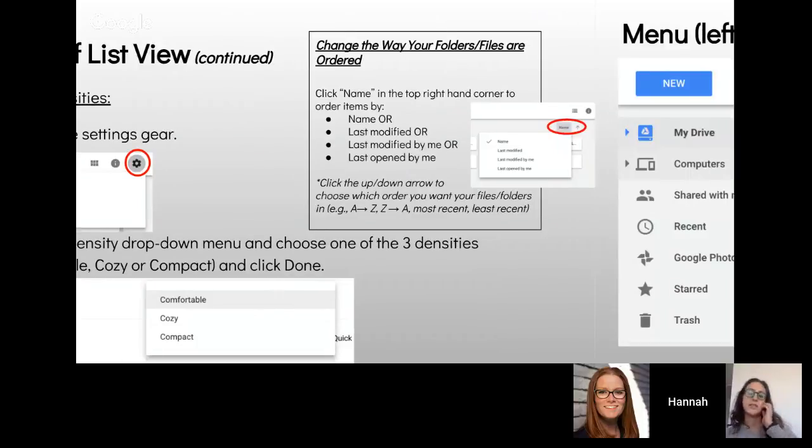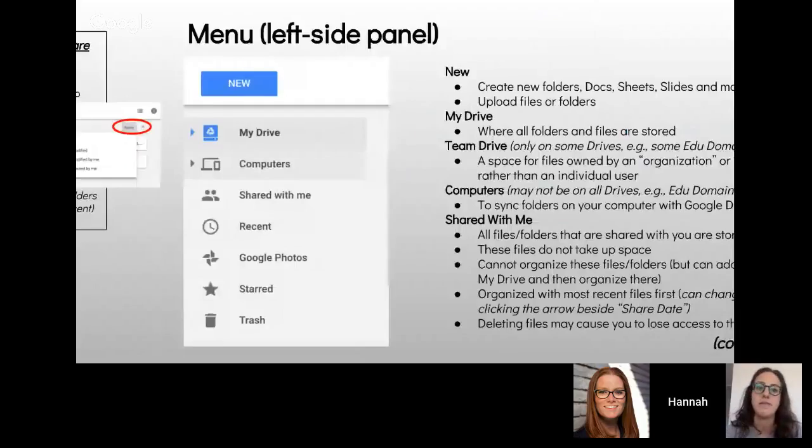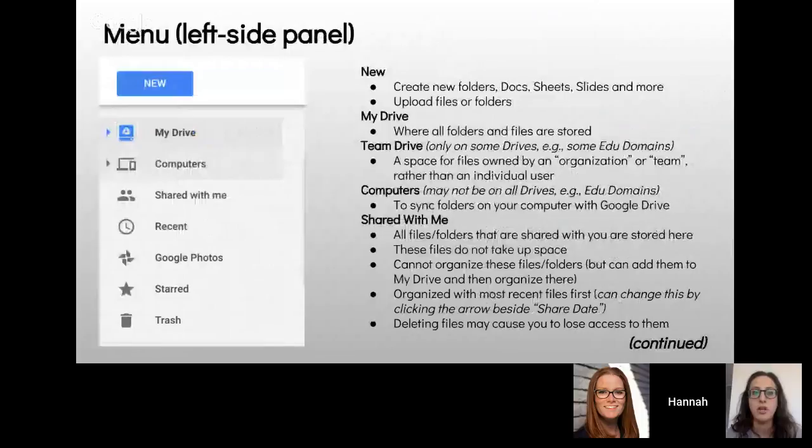All right, so this is the main menu of Drive. On the left side panel, you have all of these different options. The first one, that blue New button or icon, is where you would create new folders, docs, sheets, and slides, as well as forms and drawings. And you can also upload files or folders.